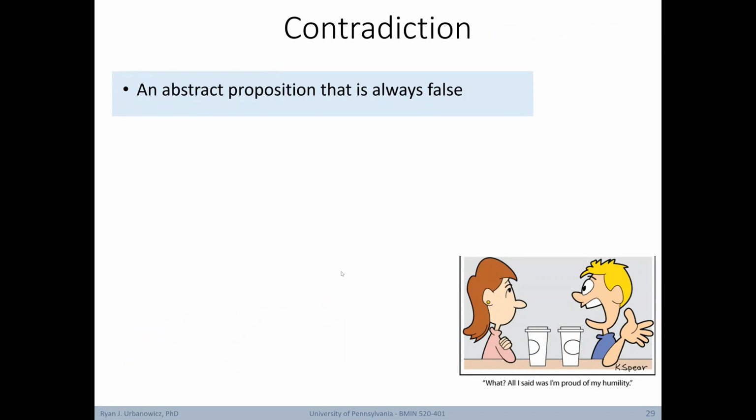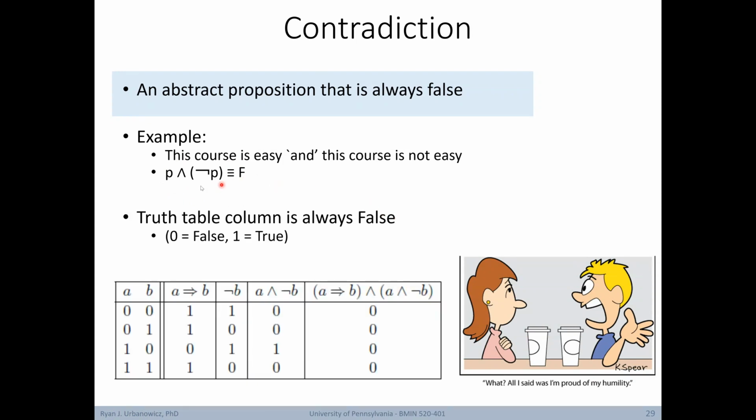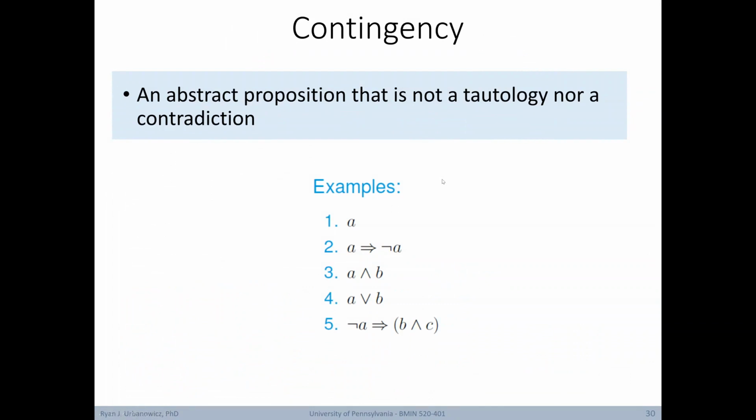On the other hand, a contradiction is an abstract proposition that is always false. For example, the statement, this course is easy and this course is not easy. Since both things can't be true at the same time, this statement is always false, and we can represent it with the symbols here. P and not P is equivalent to false, always. As expected, when we look at the truth table, all interpretations or models are always 0 for the proposition that is a contradiction. Lastly, we define contingency. This is an abstract proposition that is not a tautology nor a contradiction. Here are some basic examples.